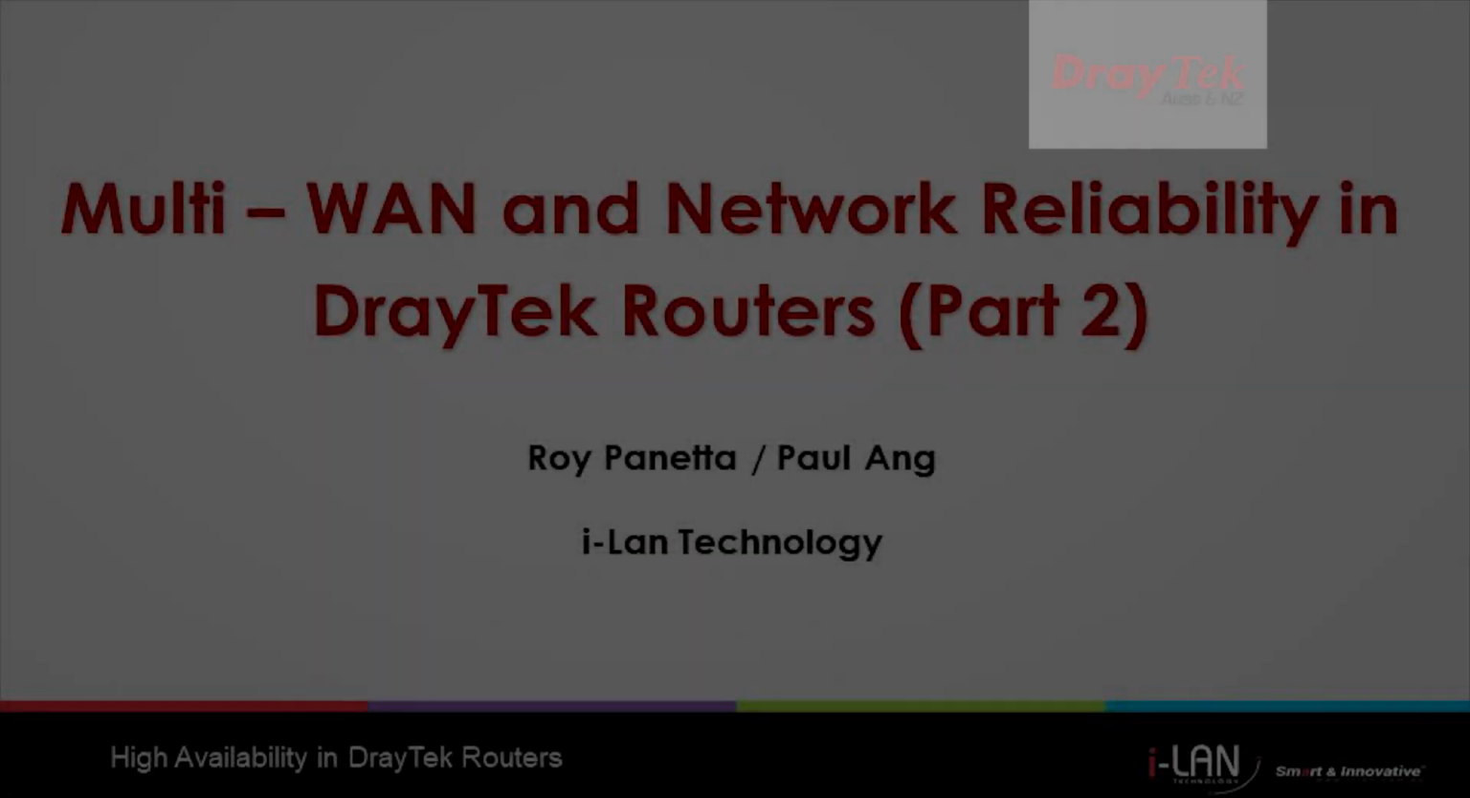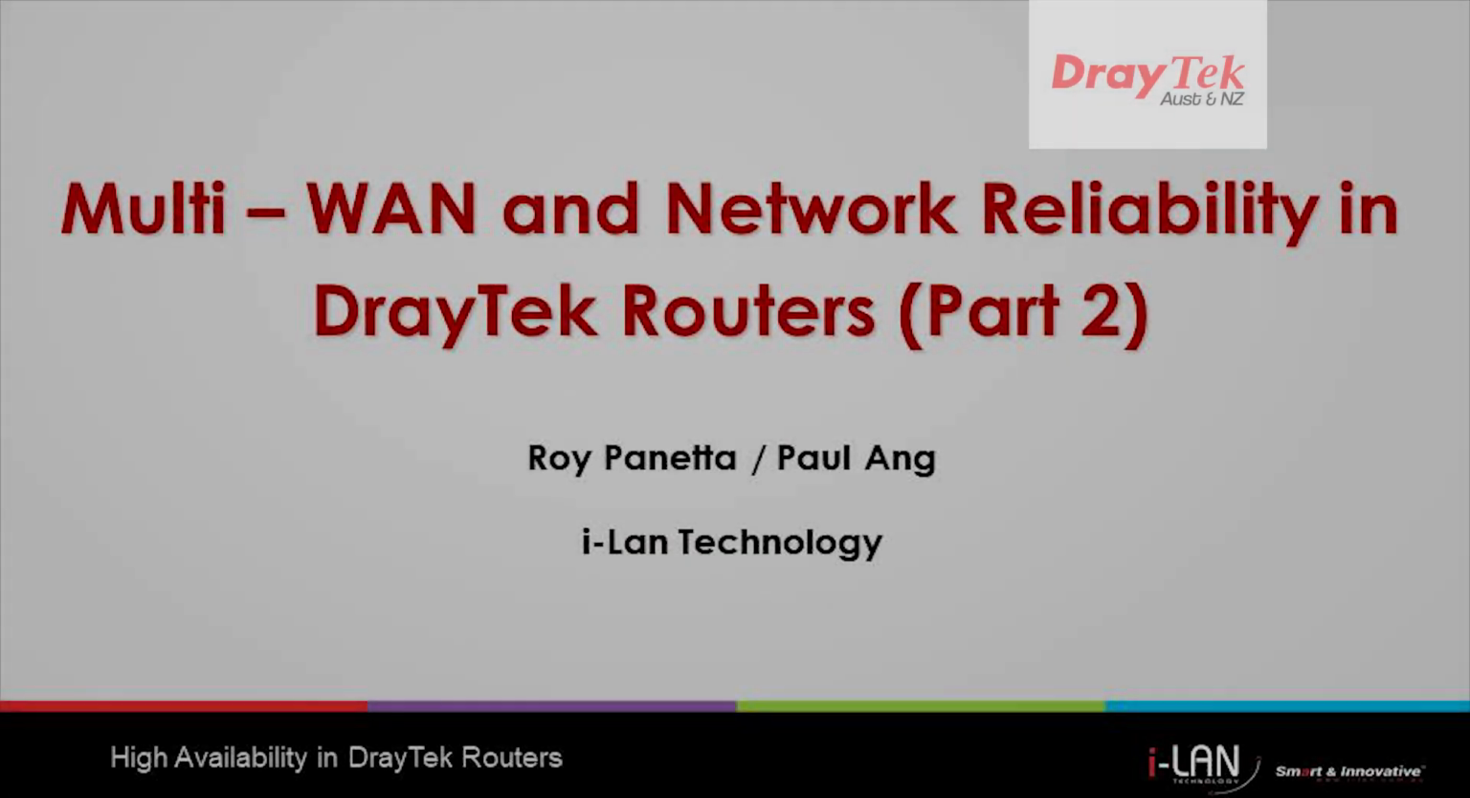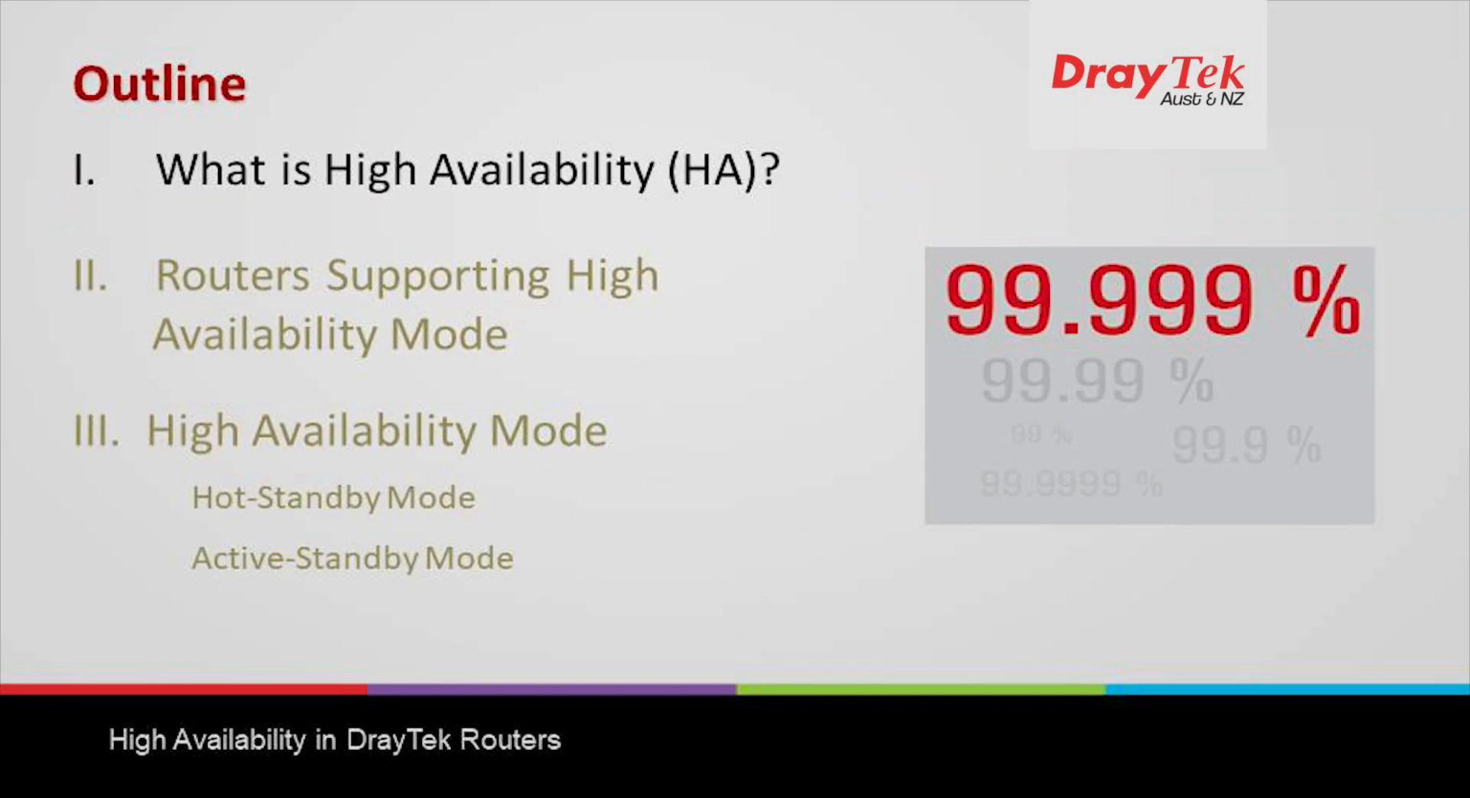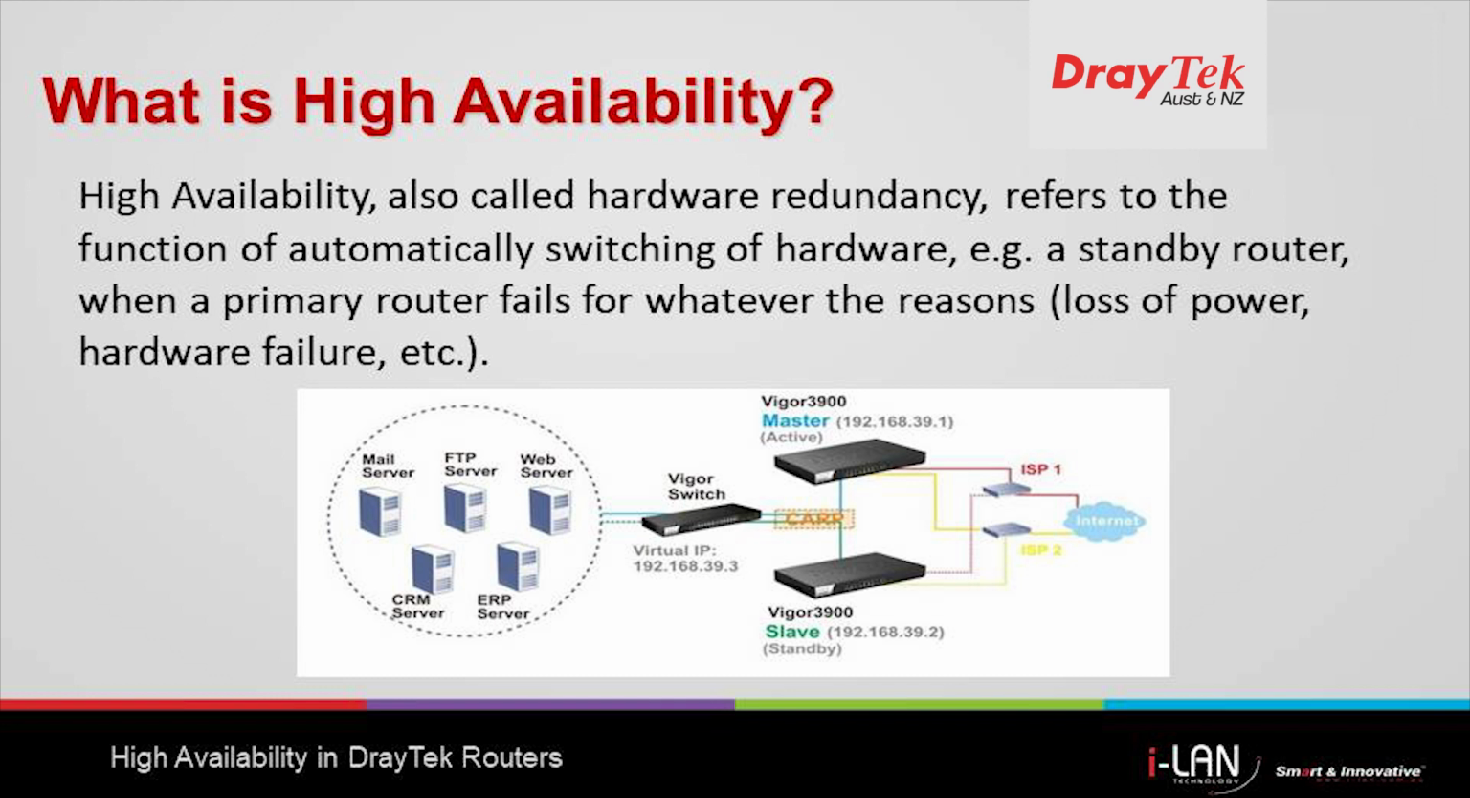This workshop continues from the previous workshop where we looked at WAN load balance and failover. We now look at another aspect of network reliability by providing router hardware redundancy. DrayTek call this high availability. Here we can have two or more routers running in master-slave arrangement or in load sharing mode to ensure the network continues running uninterrupted should the primary router fail.